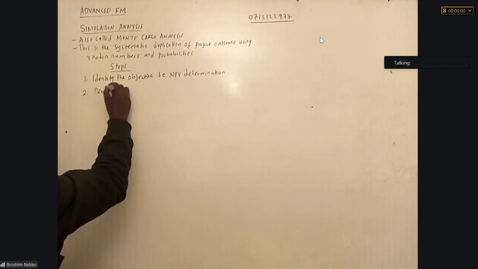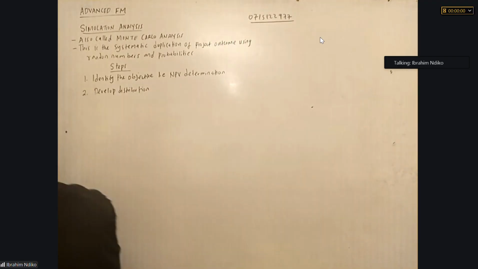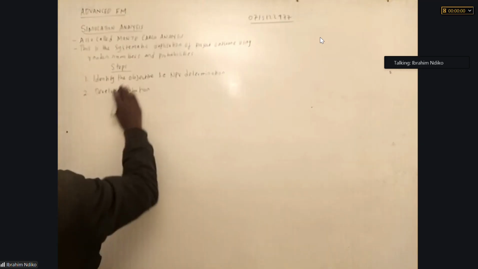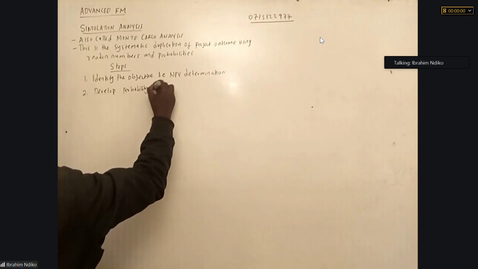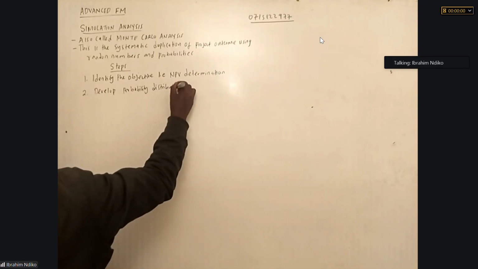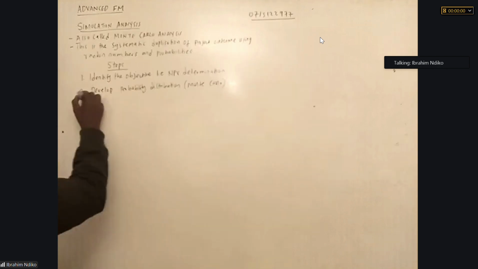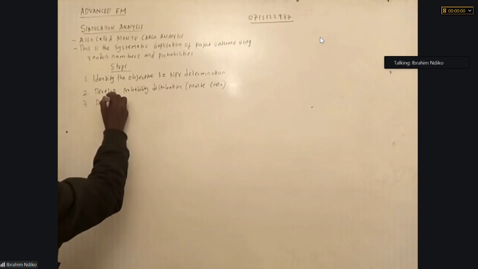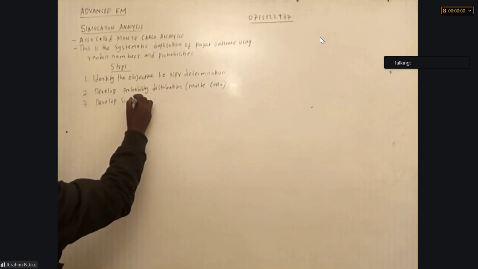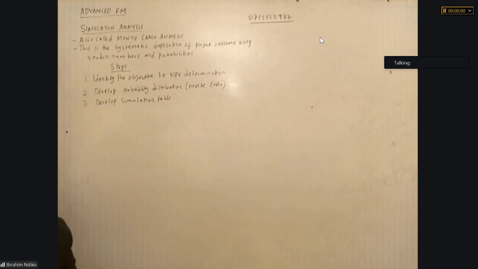Step 2, develop probability distribution. That is the Monte Carlo. Number 3, develop simulation table. You develop simulation table.